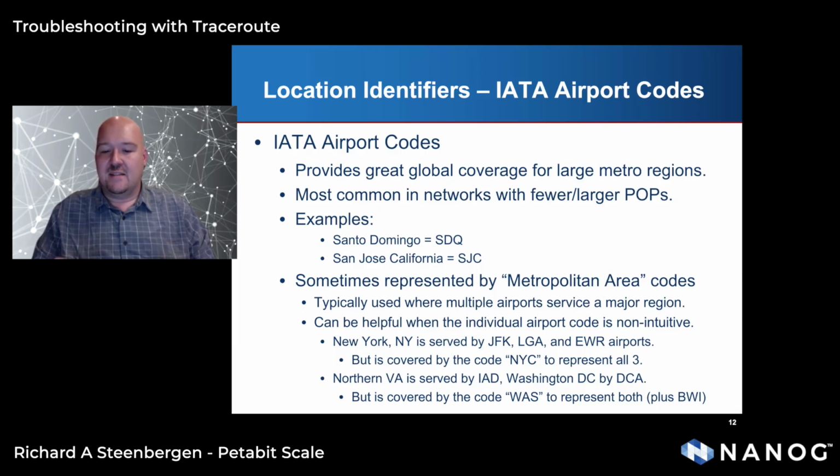Another example is Northern Virginia, which is serviced by IAD. That's Dulles, the closest airport. But you might also see DCA, the one in downtown DC, Reagan National. There's a metro code that covers all of those, WAS. But it also represents BWI, Baltimore, which is actually a pretty good distance away from Northern Virginia. So you can win or lose on these codes. Sometimes you see them used, and sometimes they can be a little more confusing, sometimes a little less.